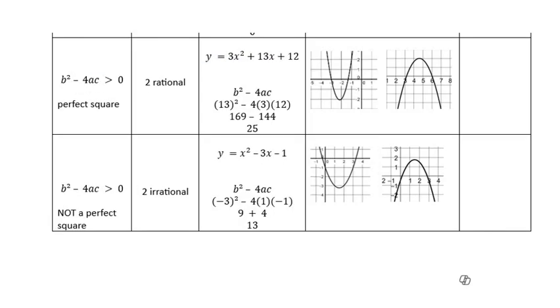Now the graphs of these next two examples look the same. I am going to have 2 x-intercepts if I have 2 real solutions. Whether they're rational or irrational, I'm going to have 2 x-intercepts.